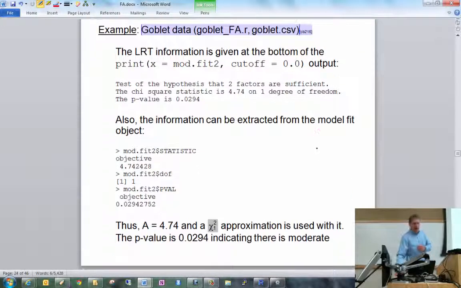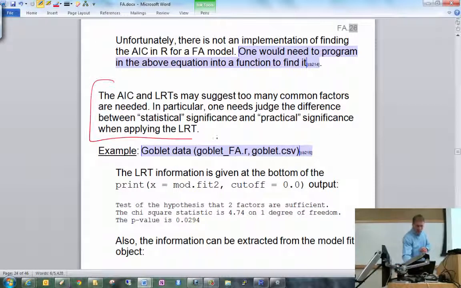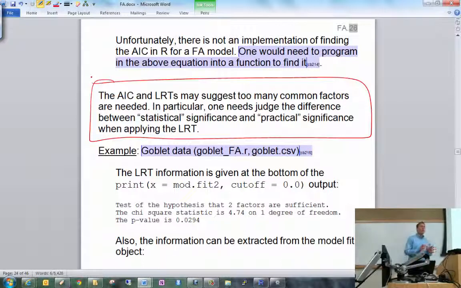Okay, so let's apply this likelihood ratio. Oh, I'm sorry, there's something else I need to say. Unfortunately, when using likelihood ratio tests, the test is often referred to as too powerful. Meaning, it will say that you need more common factors than what's really necessary. So that's a consideration when you do this hypothesis testing. Always have in the back of your mind that this test often says to use too many common factors than what's actually needed. Okay, so please be aware of that.